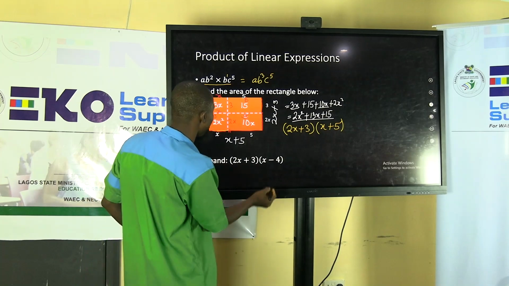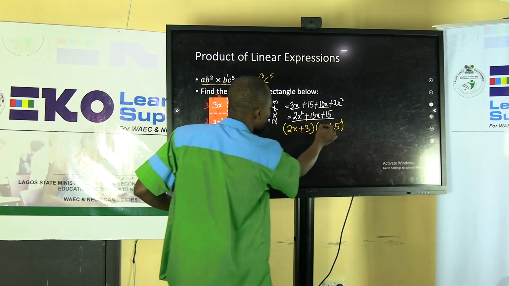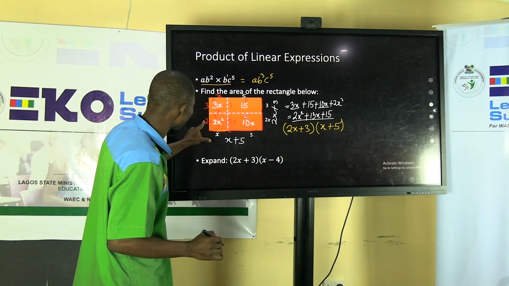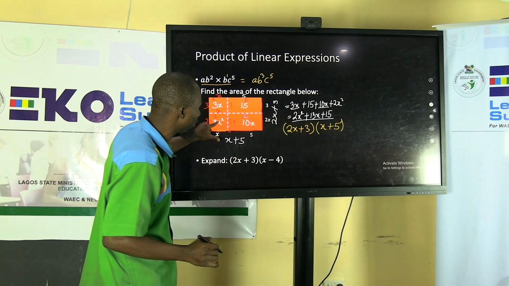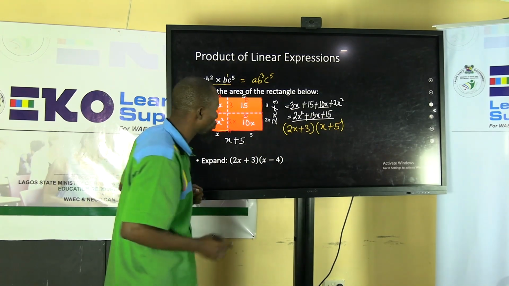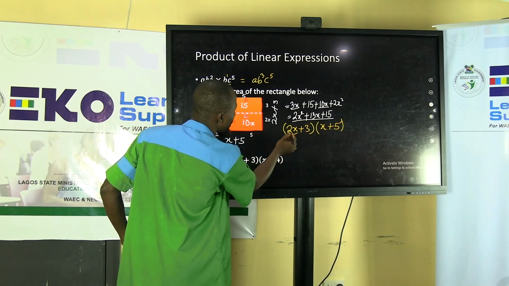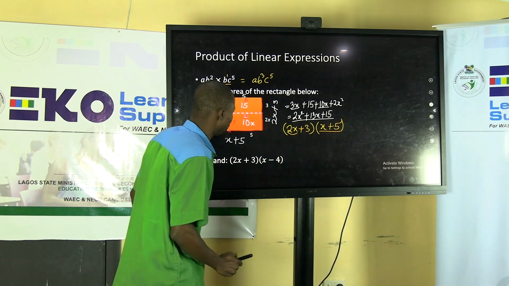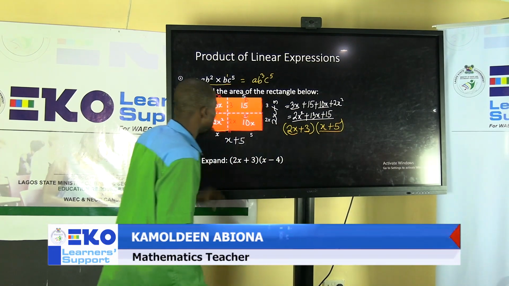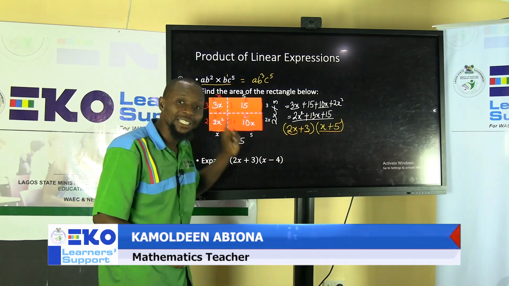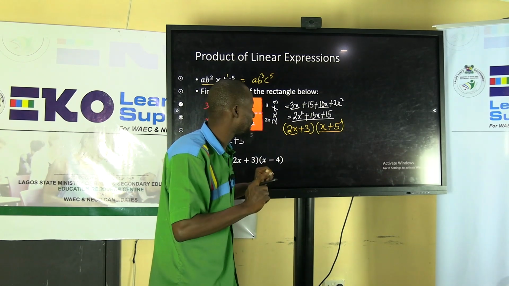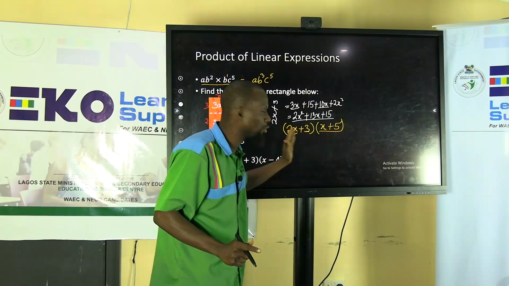Which means we have used 2x to multiply x. We have also used it to multiply 5, which is what we have done here. 2x multiply x gives us 2x squared, and that's the same thing. So anytime we see expansion like this, a product like this, the 2x here is going to multiply everything here. Then the 3 here we also multiply everything. It will give us what we have here. So we are dismantling a particular bracket to multiply the other bracket. So you can always dismantle any of the two.